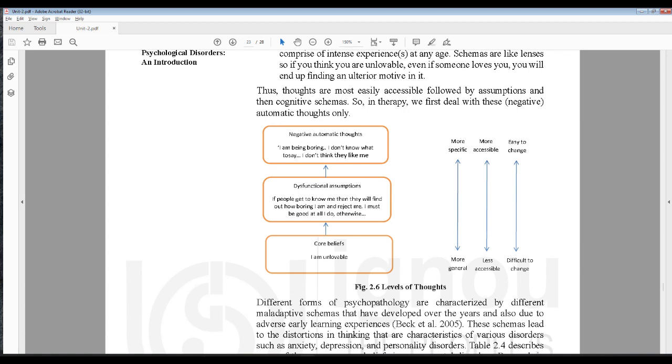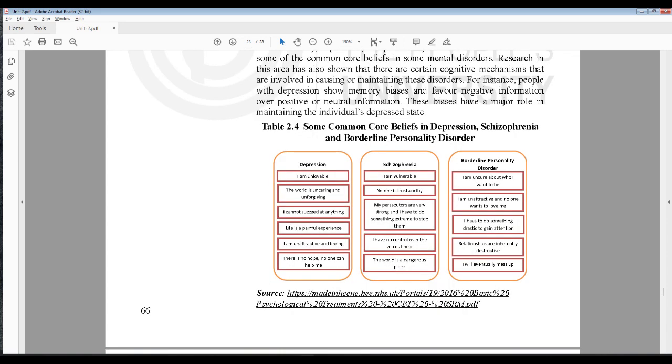Different forms of psychopathology are characterized by different maladaptive schemas that have developed over the years and also due to adverse early learning experiences (Beck et al., 2005). These schemas lead to the distortions in thinking that are characteristic of various disorders such as anxiety, depression, and personality disorders. Table 2.4 describes some of the common core beliefs in some mental disorders.